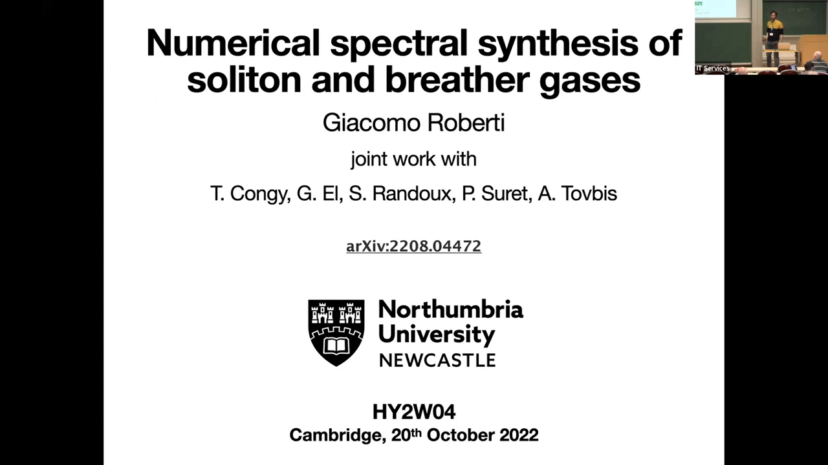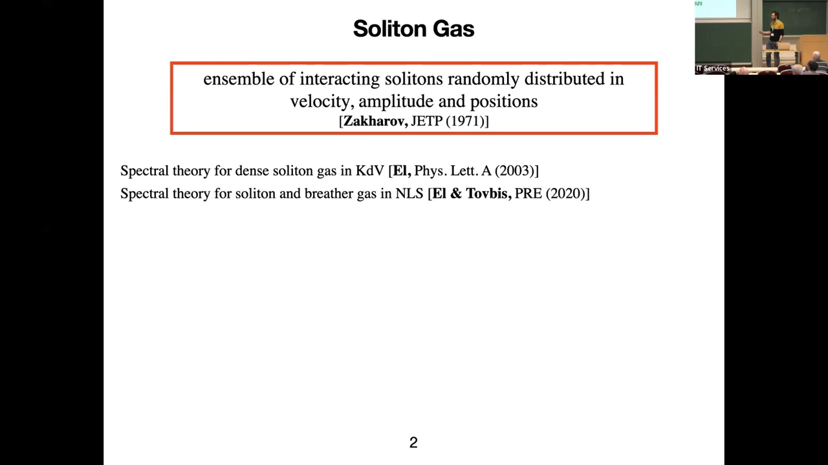So the work I'm going to present is the generation and creation of soliton gas numerically, what we can do. Where we want to start is, of course, the definition of soliton gas introduced by Zakharov as an ensemble of interacting solitons with randomly distributed velocity, amplitude, and position. This was considered for the KdV system in a diluted setup. Later, this has been generalized to the dense soliton gas for KdV by Gennady in a paper in 2003, and later for the nonlinear Schrodinger equation by Gennady and Alex a couple of years ago.